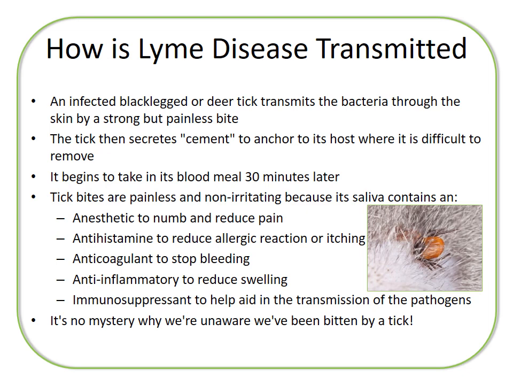So how is Lyme disease actually transmitted? Well, an infected black-legged or deer tick transmits the bacteria causing Lyme disease through the skin by a strong but painless bite. The tick then secretes a cement-like substance to anchor to its host where it is difficult to remove. It begins to take its blood meal 30 minutes later.